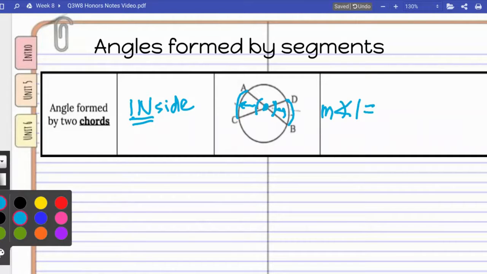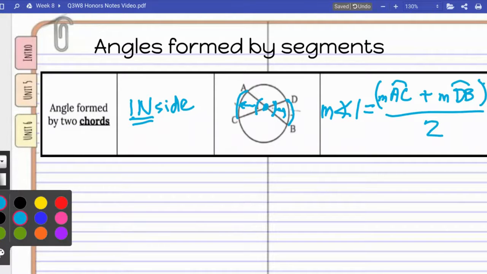We're going to have to take the two arcs, so measure of arc AC, and add that to the measure of arc DB. And whatever we get with that, we're going to divide the answer in half. So basically, the angle is equal to arc plus arc divided by 2. So this is like your formula here.